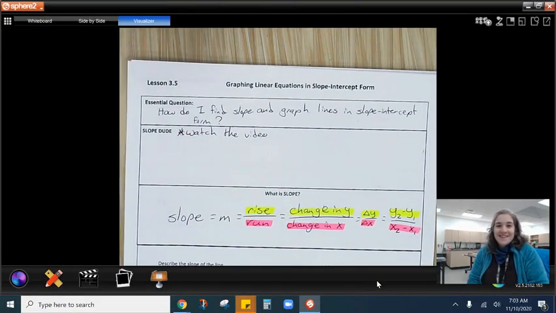Good morning. So today we are learning about graphing linear equations in slope-intercept form. Our central question is, how do I find slope, which I'm sure you guys have found before, and graph lines in slope-intercept form? If you don't remember slope, that's totally fine because this is the perfect lesson to start with.